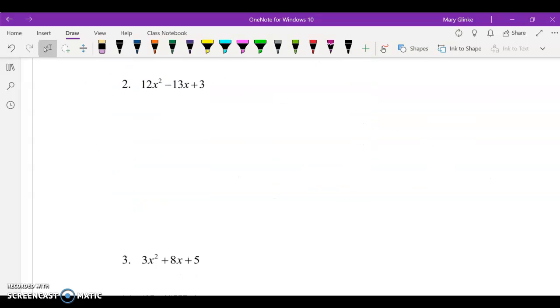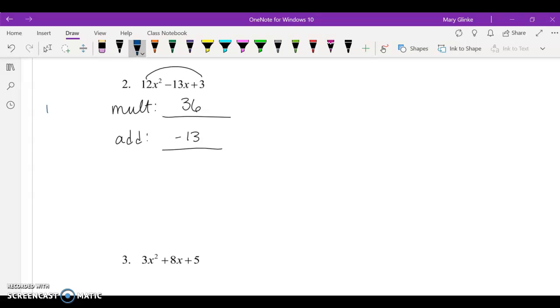Let's try this next one. Now we have this 12 out in front, so let's see how that changes things. We're looking for what multiplies to get 12 times 3, or 36, and we're looking for what adds to get negative 13.